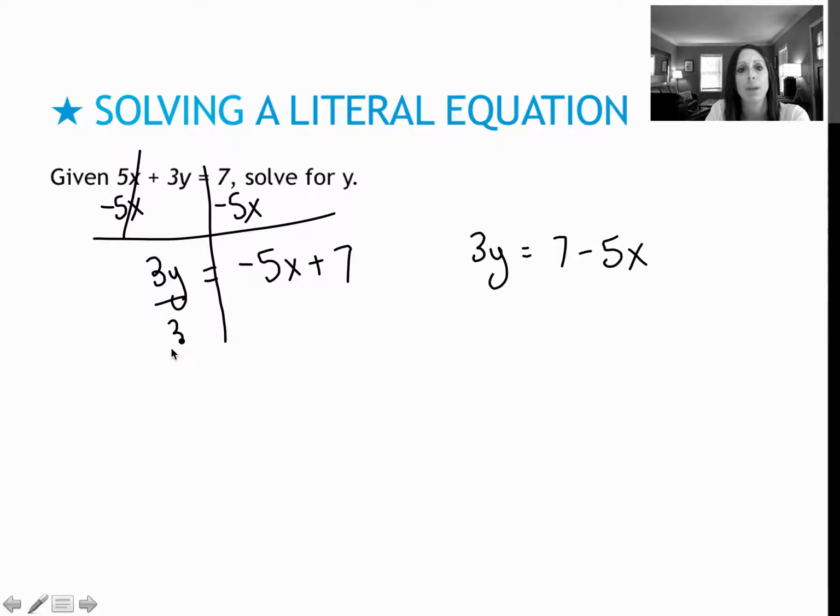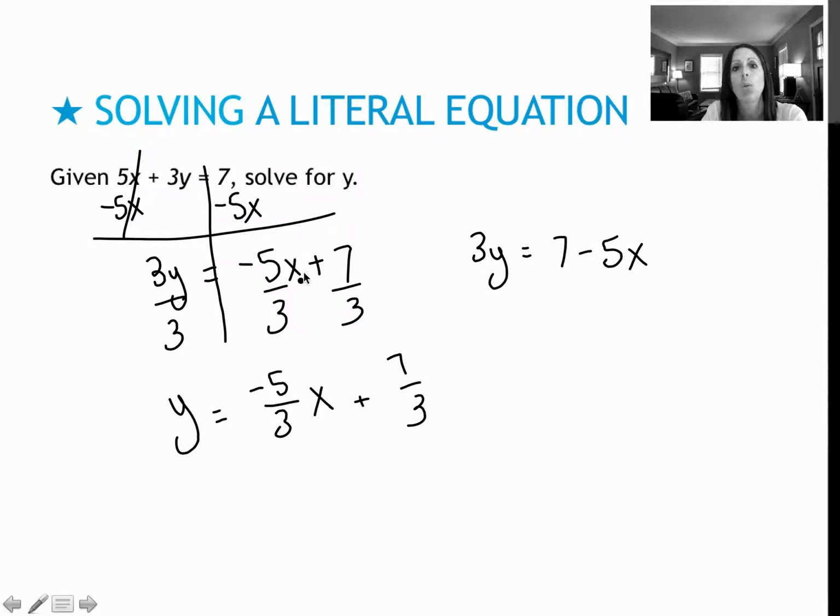And now I have to divide by 3, so I'm going to divide everything by 3, and that gives me y equals negative 5/3 x plus 7/3. So I get questions quite often, well, the x is on the top here, but it's out front here. It doesn't matter if you write it on the top or out front. This is the way you're going to want to get used to writing it though, because this will end up being our slope once we start graphing.